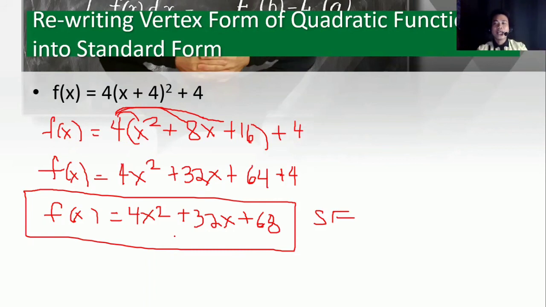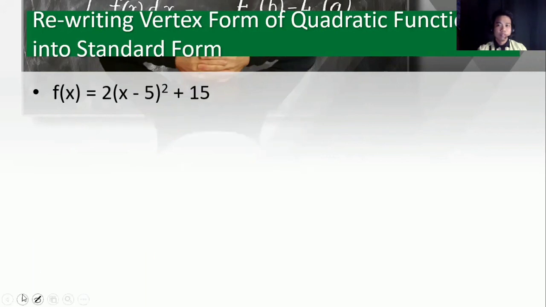Okay, for further understanding, let's have another example. Are you ready, grade 9? Okay, thank you. So we have f of x equals 2 times the quantity of x minus 5 squared. So f of x equals 2 times the square of the binomial x minus 5 times x minus 5.